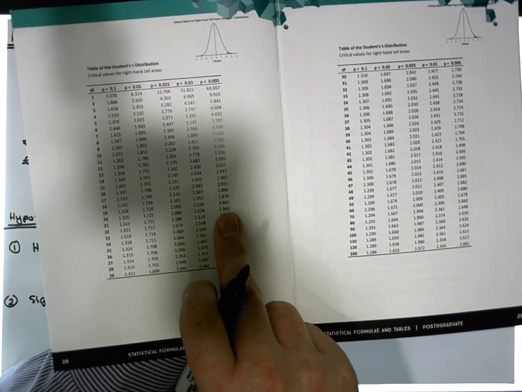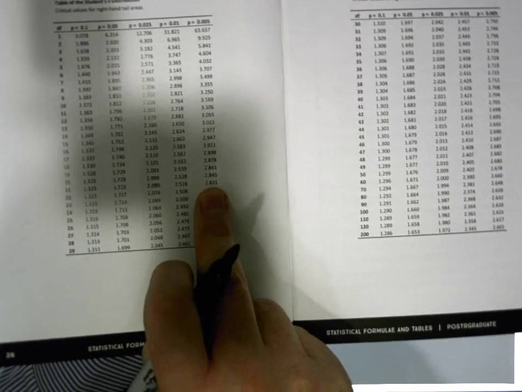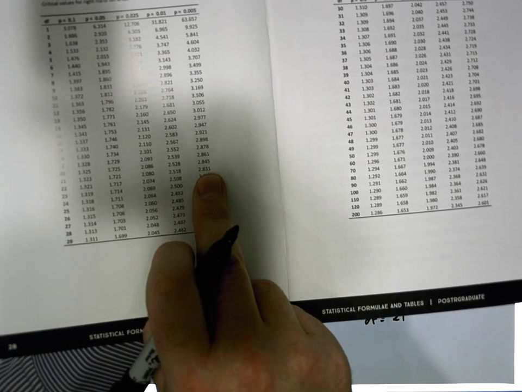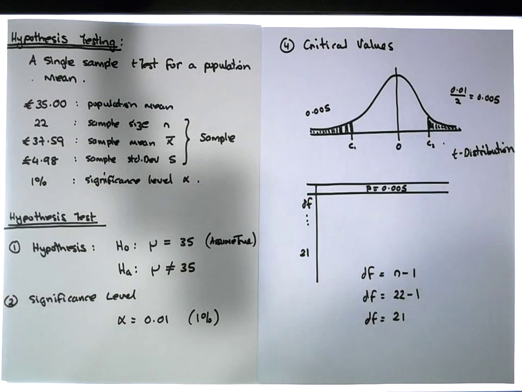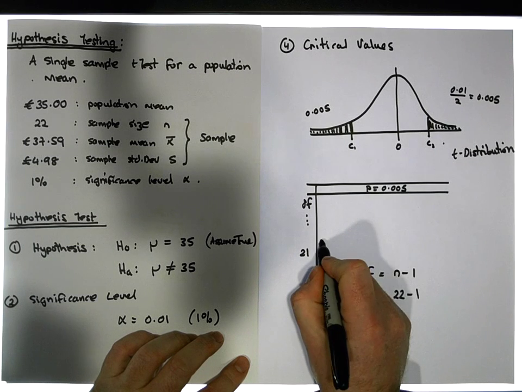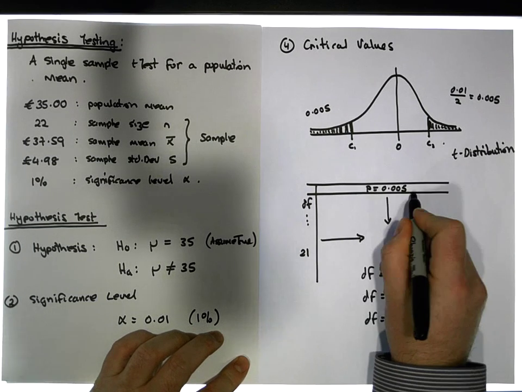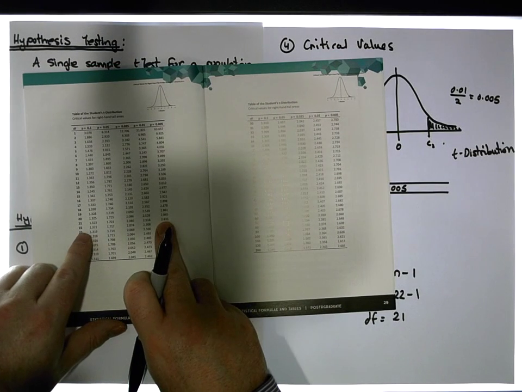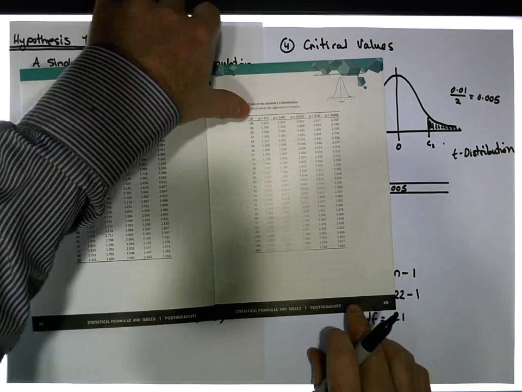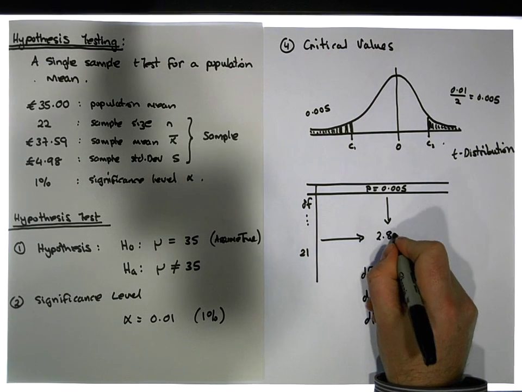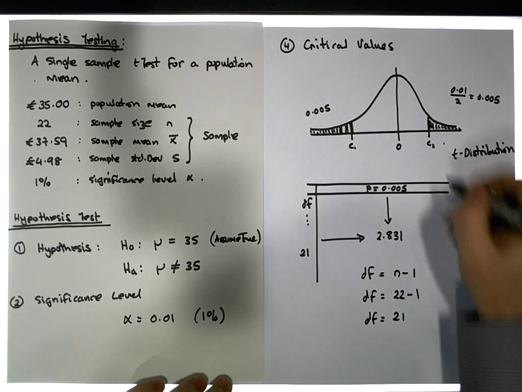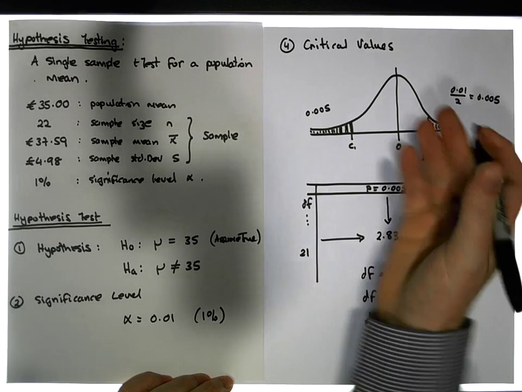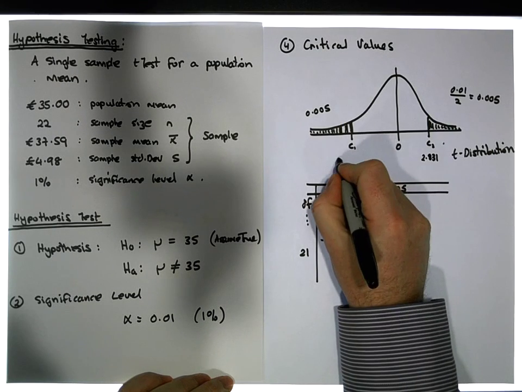So the critical value that we're interested in is this one here, on the row for 21, which is 2.831. When we triangulate in from 21 degrees of freedom and 0.005 of the area in the right-hand tail, the critical value is, let me just look that up again, 2.831. So this critical value here is 2.831. By symmetry, the one on this side is minus 2.831.